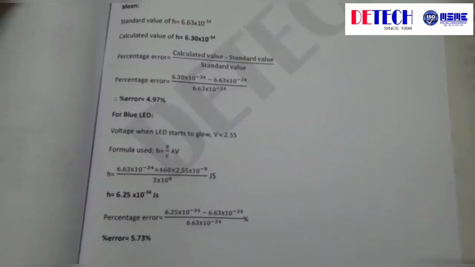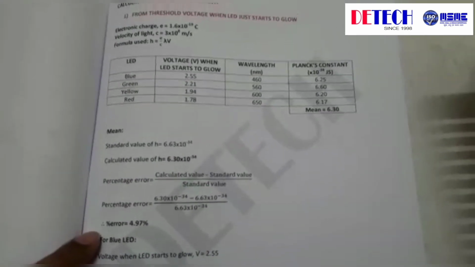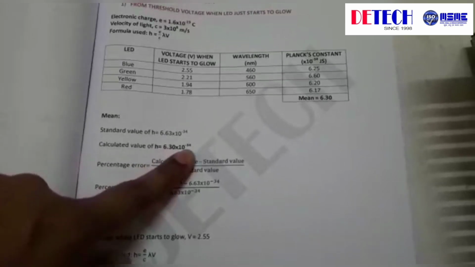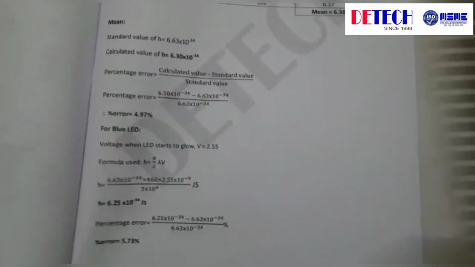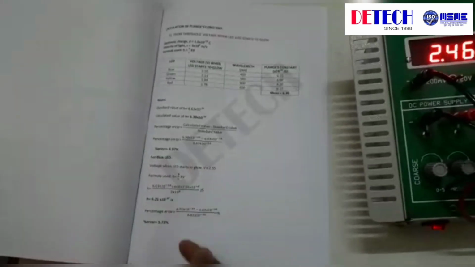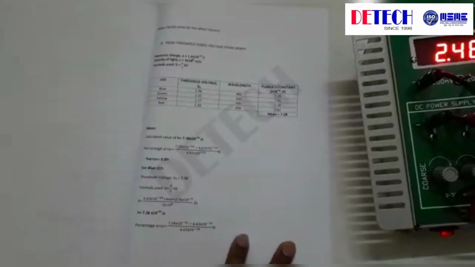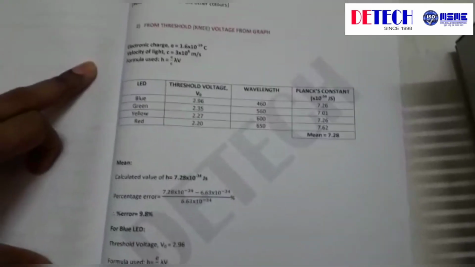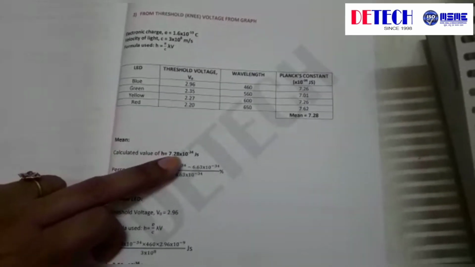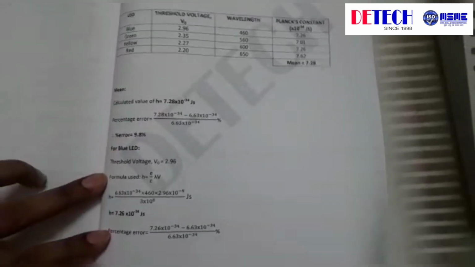As you can see here, we have got pretty good results. From the threshold voltage when the LED just starts to glow, our calculated Planck's constant is 6.3 into 10 to the power of minus 34 joule second, and error is coming out to 4.97. You can also calculate this for individual LEDs. And from the knee voltage from the IV characteristic graph, the calculated value is coming to be 7.28 into 10 to the power of minus 34 joule second, and the percentage error is 9.8%.